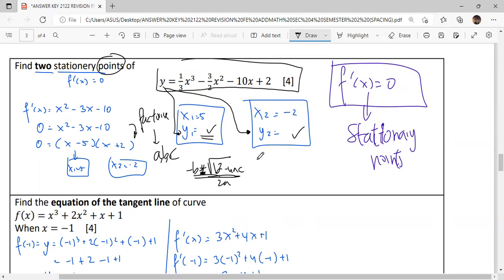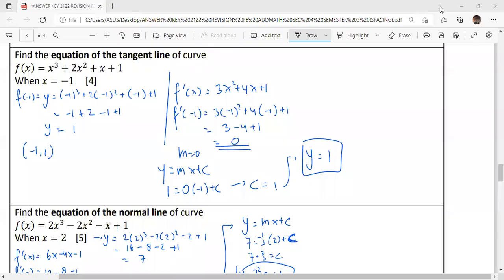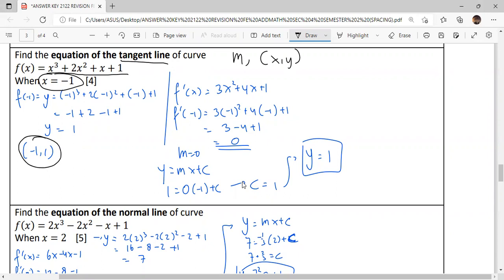Next. Okay, now we are finding the tangent line. So for the tangent line, again, it's the same. You need to find the derivative. For the equation of the tangent line, we need the gradient and the point, right? So when x equals negative 1, you better find the y first. Just substitute f of negative 1 and insert here. You will get 1. So the point is negative 1 comma 1.